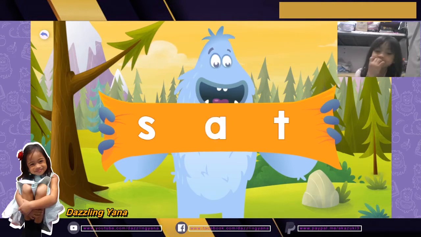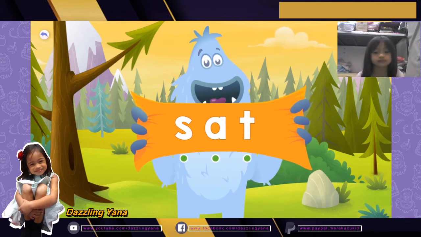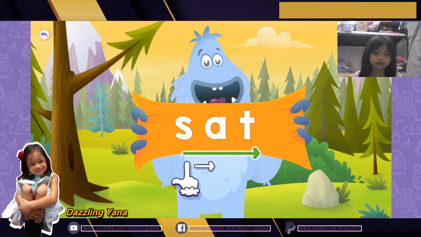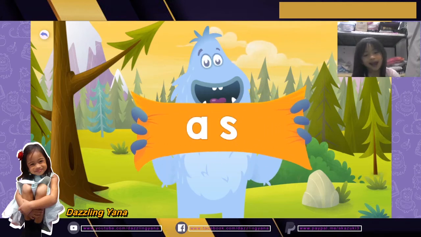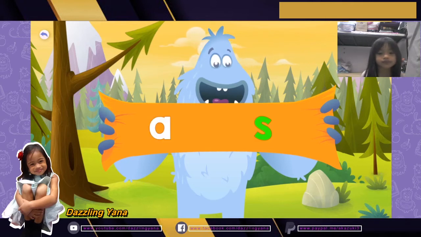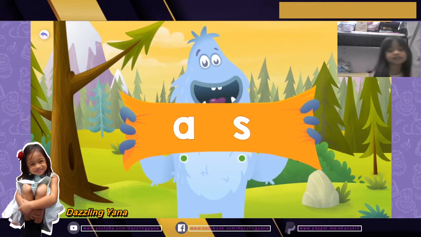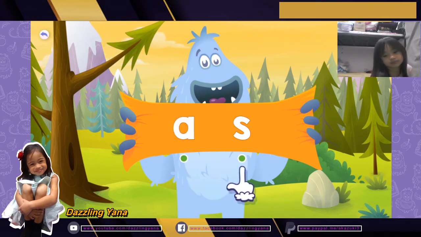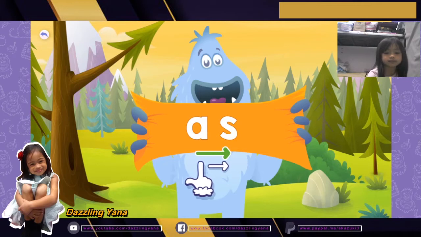S-at. Sat. Touch each sound and say it. Blend them together. The word is sat. As. Touch each sound and say it. Blend them together. The word is as.